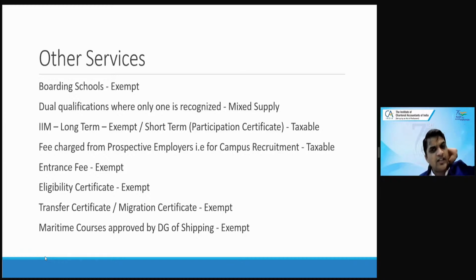Dual qualification exempted supply is also taxable now because of the mixed supply. When there's a dual qualification, one is taxable because it is not recognized under Indian laws. Once that becomes taxable and you're charging consolidated fees, it is all taxable. If you're charging separate fees, then you can say one portion of the fees is for the educational institution providing accreditation outside India, but the one provided by the Indian entity will be taxable.